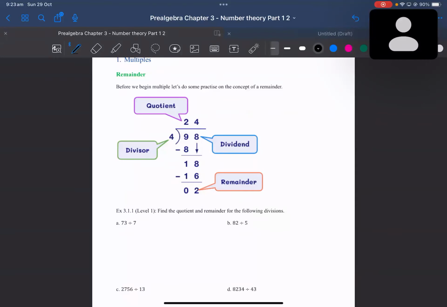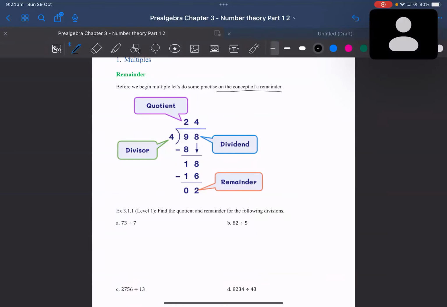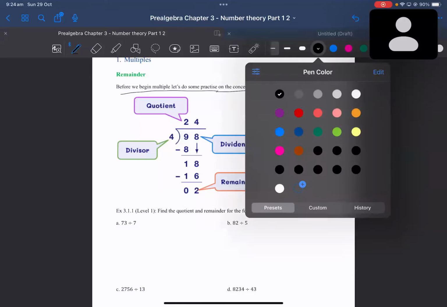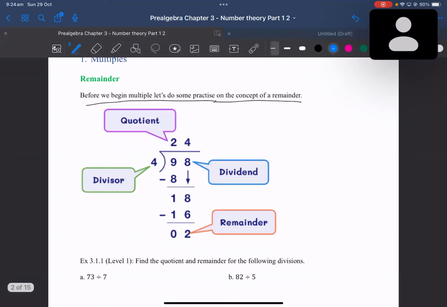Okay. So let's begin with a little practice on the concept of remainder, which you've probably already seen. I just want to quickly sharpen up on it before we go to today's concept. It's just a quick recap. When you do the division, the number you get left over is the remainder. And the number at the top is the quotient, the whole number part of the answer.